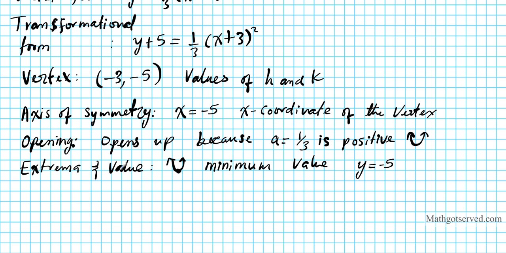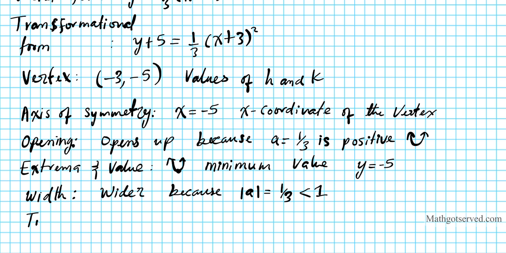Now let's find the width. When we're determining the width, all we are looking at is the size of the number, not the sign. So the width is going to be wider in this case, because the magnitude of A, or the absolute value of A, is equal to 1/3, and 1/3 is less than 1. If the absolute value is less than 1, it makes the parabola wider.